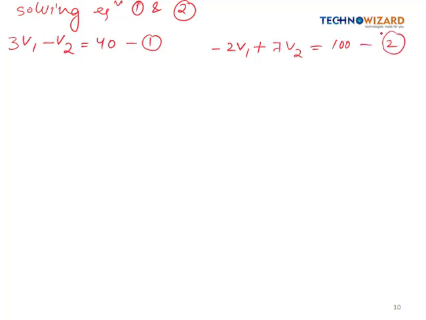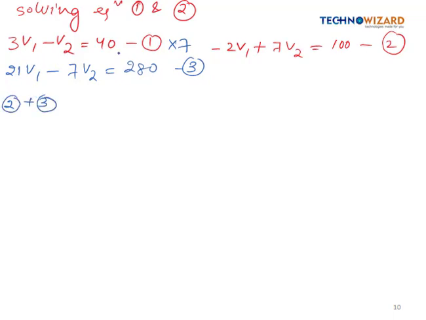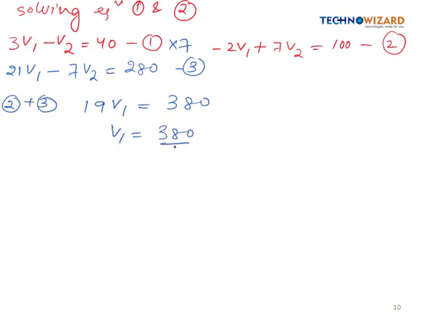So multiply equation 1 by 7 so that we can eliminate v2. This will be 21v1 minus 7v2 is equal to 280. Now adding equation 2 and 3, we will get 21 minus 2, it will be 19v1, minus 7v2 and plus 7v2 will get cancelled out, and 280 plus 100 will be 380. So v1 value is coming as 380 by 19, which is equal to 20 volt.